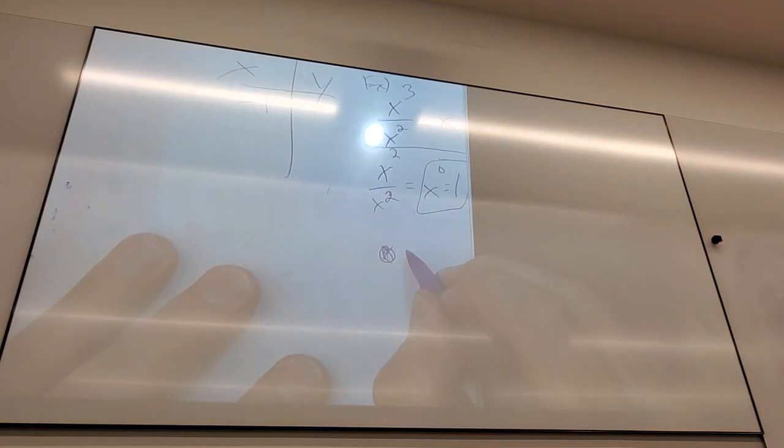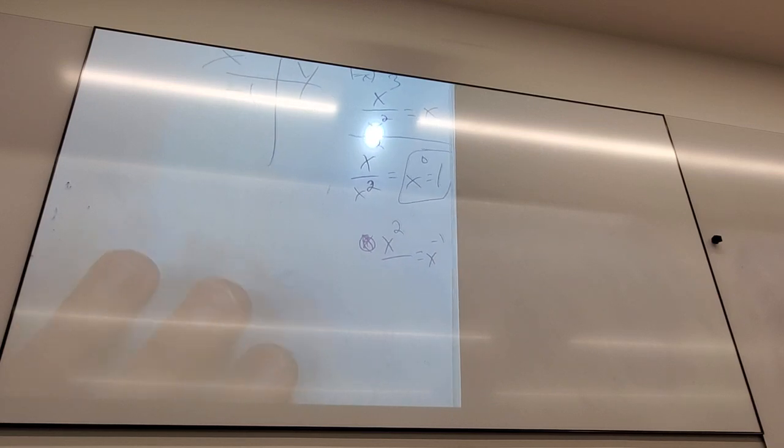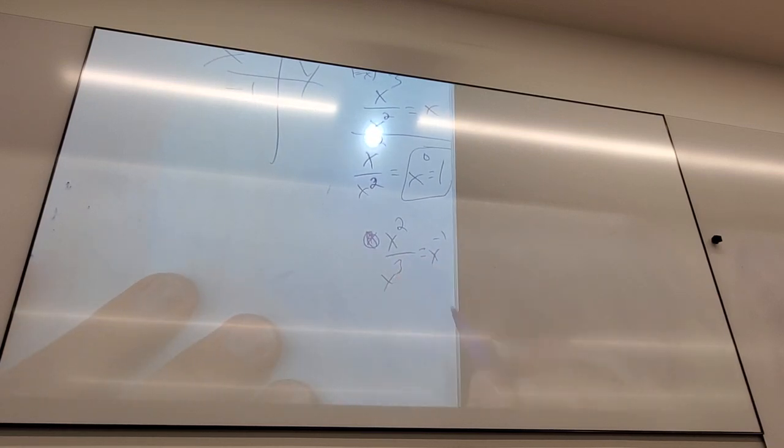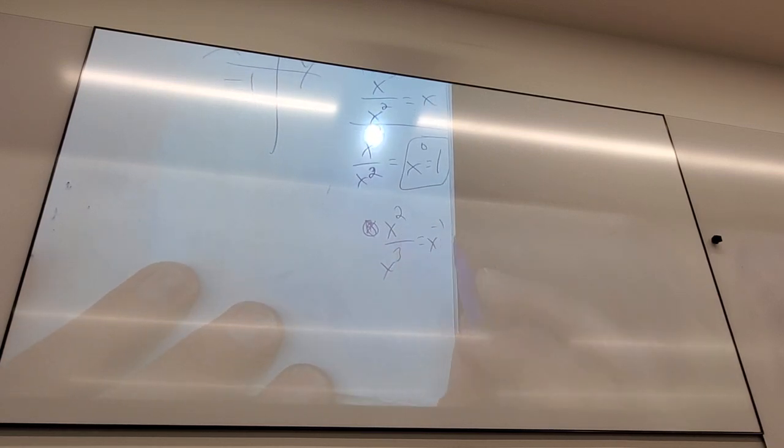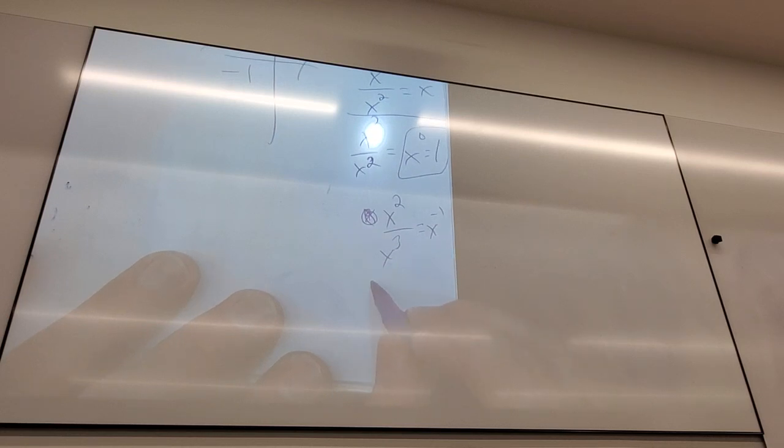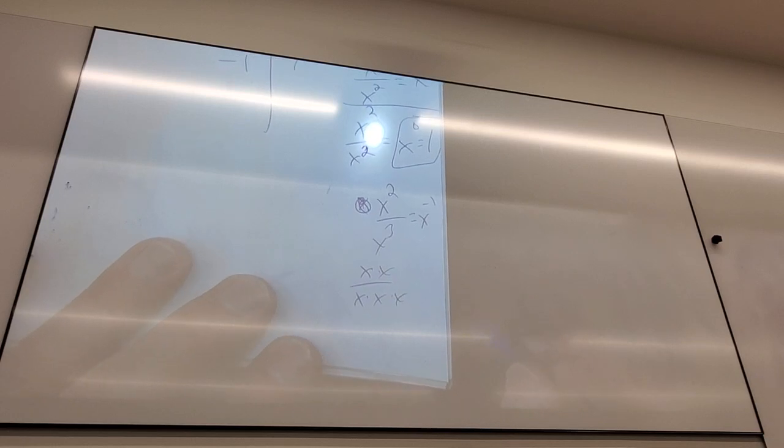So if I put an x squared on top, what would I put on the bottom to end up with a negative 1 power? x cubed. Now, help me out. How many x's are on the top? 2. How many on the bottom? 3. How many cancel? How many are left? 1. Where? On the bottom. So what does the negative power mean? Flip. That's all a negative power means is flip. If you're on the bottom, you come up. If you're on the top, you go down.